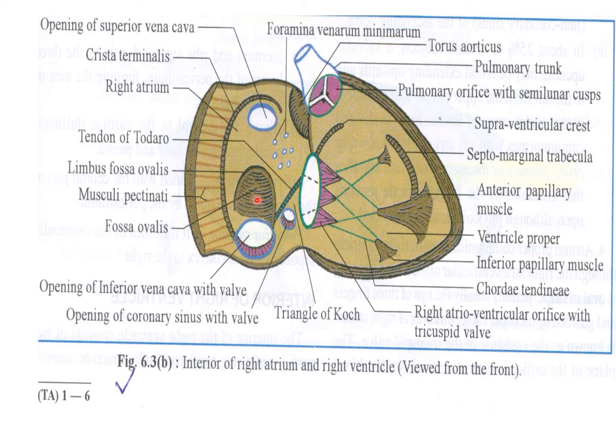Now what is the fossa ovalis? You have seen the development of the heart. It is an oval depression above and to the left of the opening of the inferior vena cava. The floor of this fossa is formed by the septum primum. So this is the fossa ovalis, the oval-shaped opening or depression.